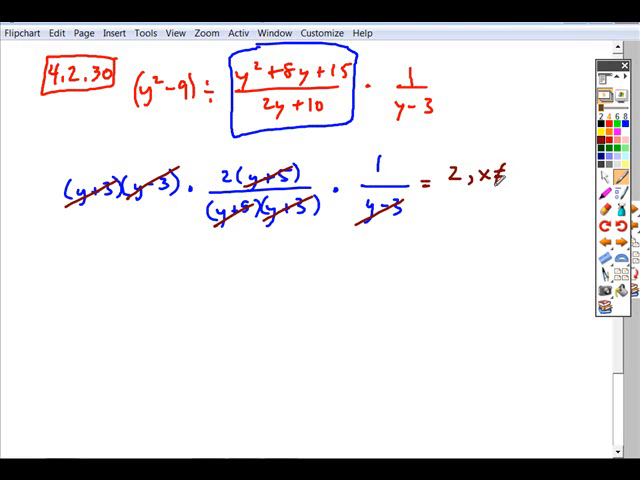Because we did cancel common factors from the denominator, we do need to check these. So we know that y cannot be negative 5, negative 3, or positive 3.